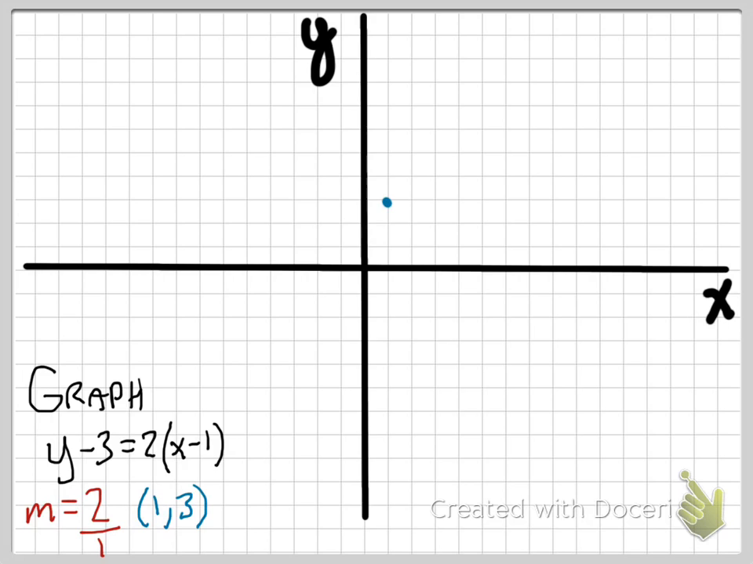Now I can see my rise is a positive 2, so I'm going up 2. My run is a positive 1, so I'm going right 1. So from that point, I'm going up 2, right 1, up 2, right 1. We can make as many dots as possible. Once I feel like there are enough dots, then we can draw our line through all of them. This is how to graph a point-slope equation. Find the point, make a bunch of other points based on the slope, and draw your line.